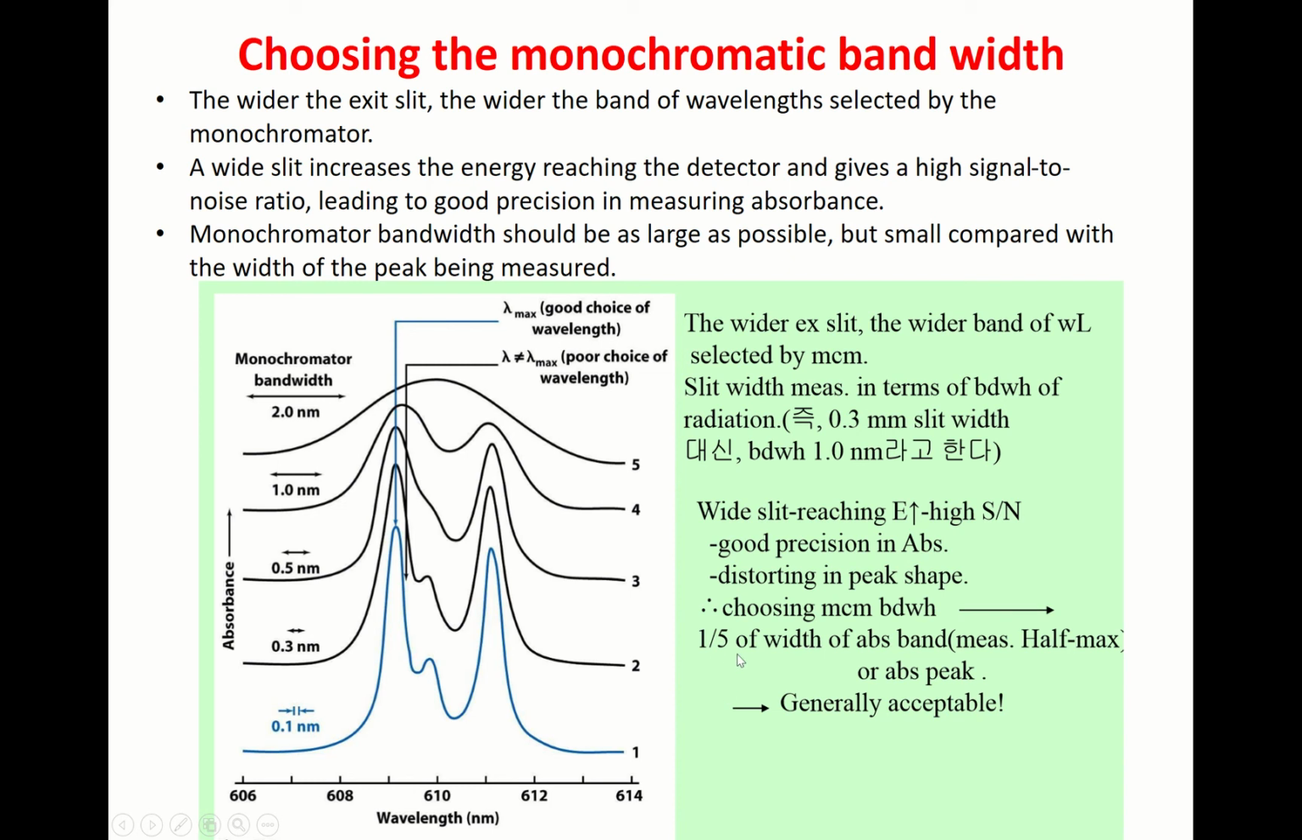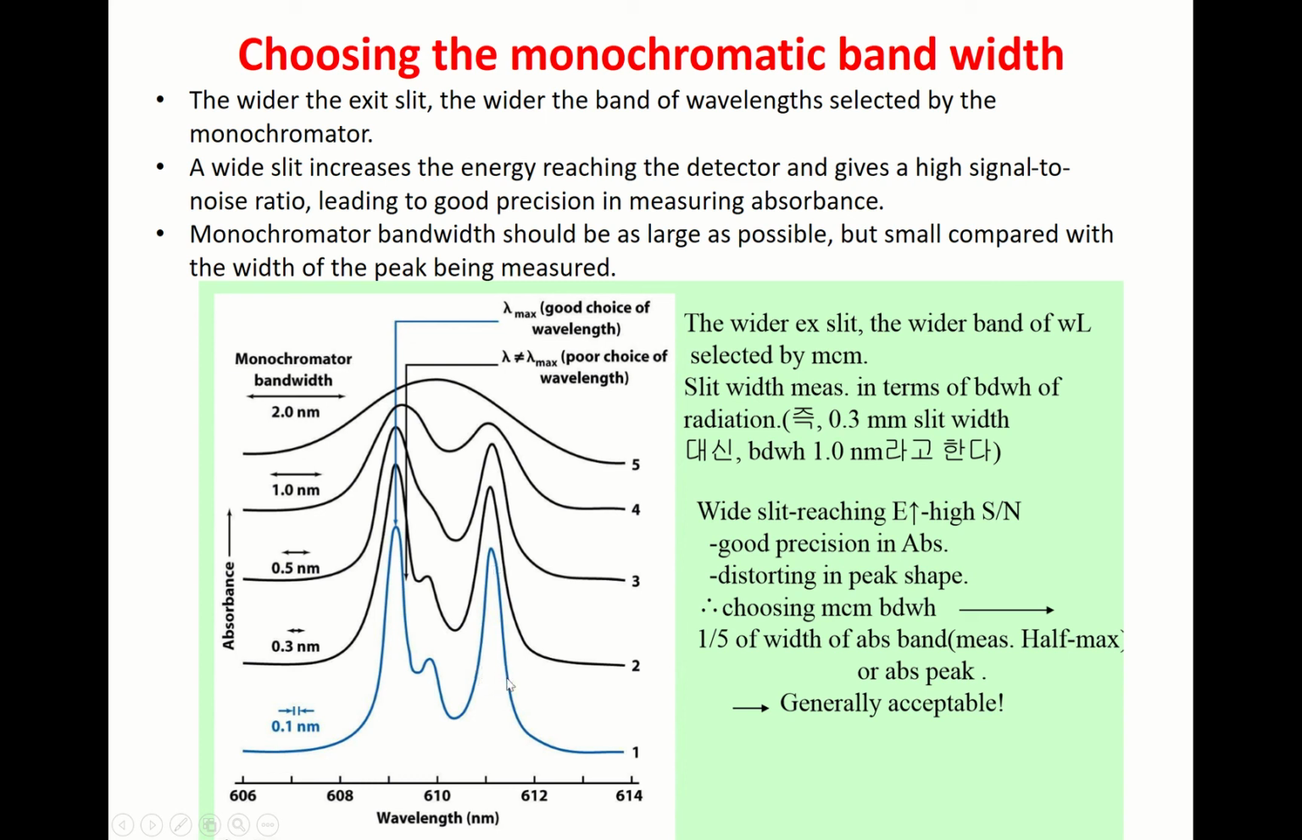The rule of thumb is 1/5 of the width of the absorbance band, measured at half maximum of the absorption peak. That's the general guideline. So your access slit, the monochromatic bandwidth, should be maintained at about 1/5 of the absorption band. In this case, what is the absorption band? This thickness at half maximum.